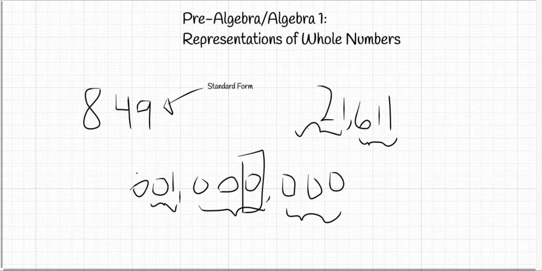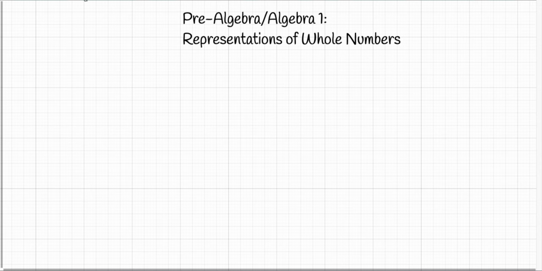Now, there is also 3 other forms of writing it. And we have expanded form. And this one is basically you take a number in standard form. I like the number 849, so we'll stick with that. And you basically convert it to its place values.